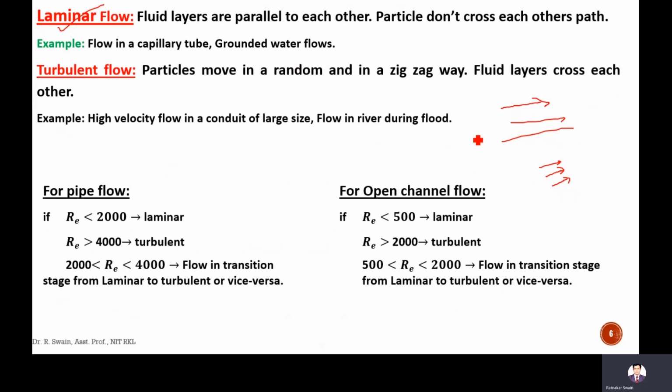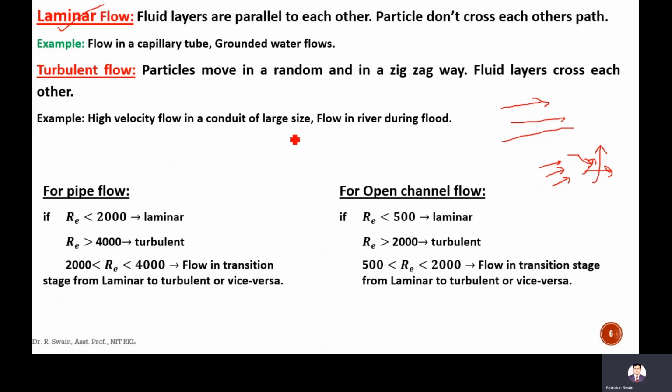Laminar flow usually occurs at low velocity, as you can see in a river in the non-monsoon period. If there is no rainfall, there will be flow, and the fluid layers remain parallel. They move very slowly and parallel to each other. That is called laminar flow. But during flood season there is random flow. They cross each other in a zigzag manner, so there is no parallelism between the layers. That's called turbulent flow.